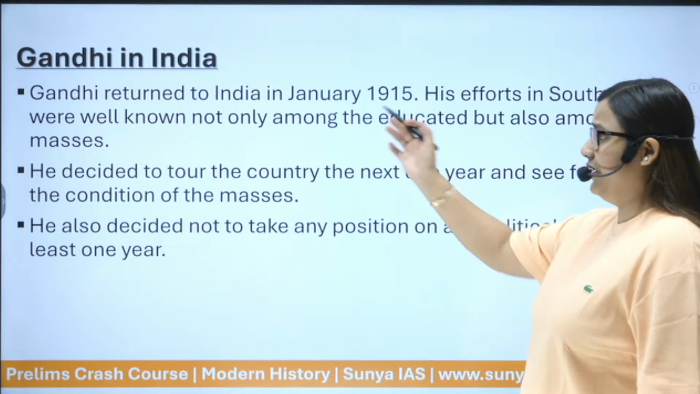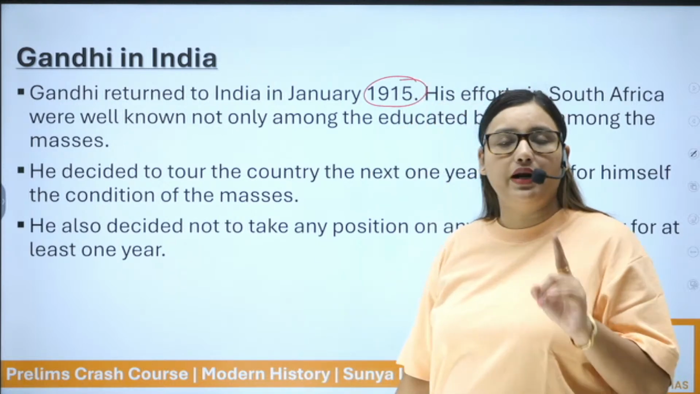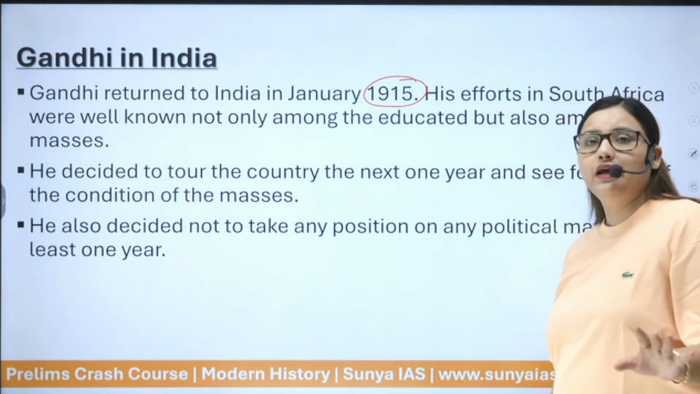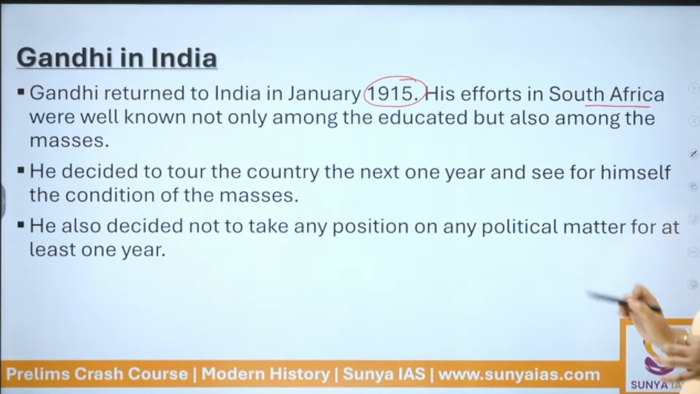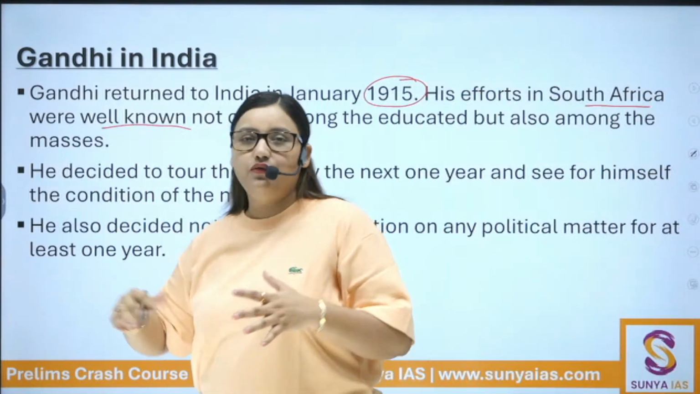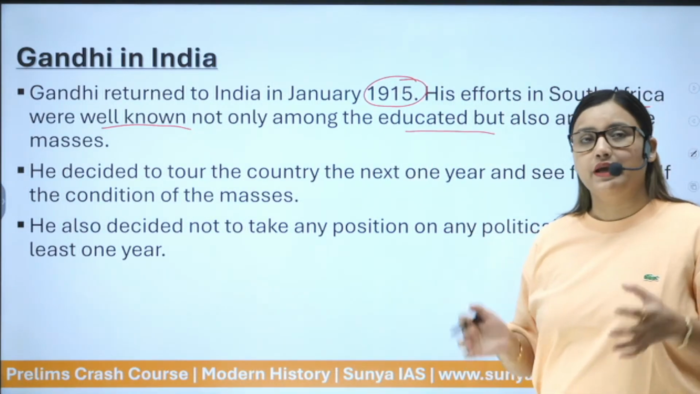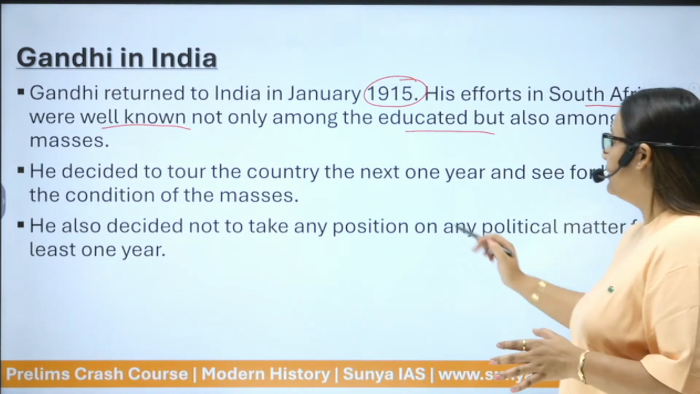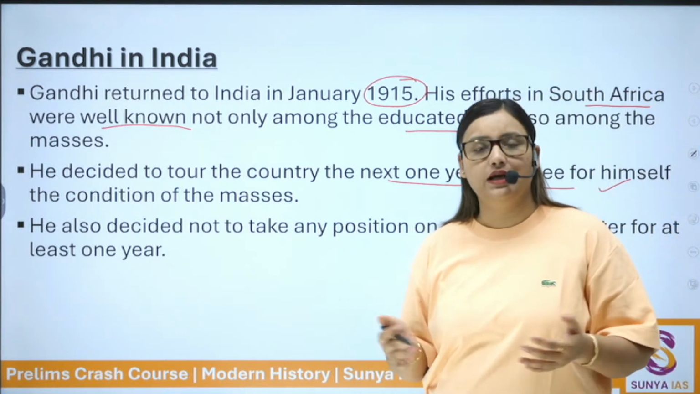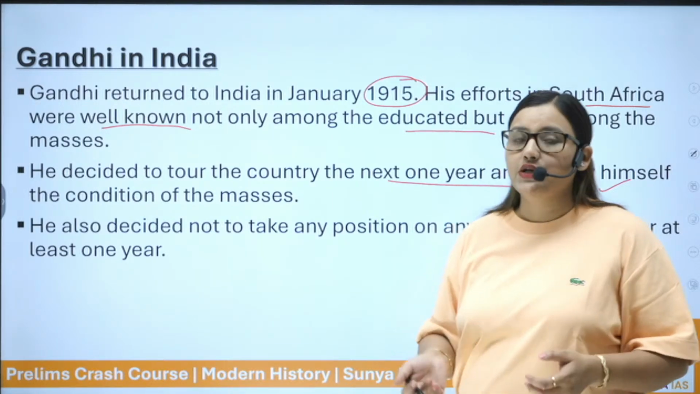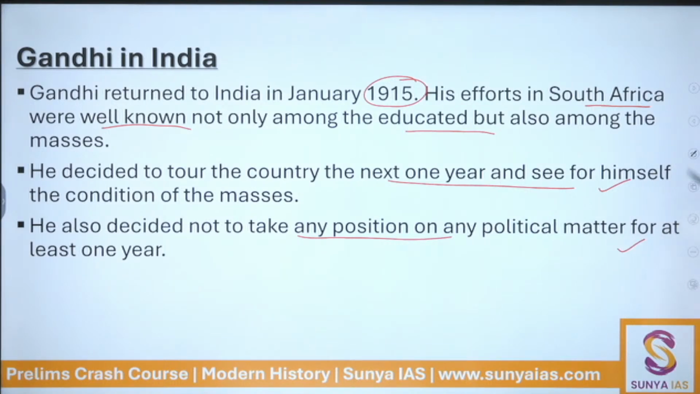Now, Gandhi returned to India in January 1915, and for 1 year he decided not to participate in any kind of movement or political activity. But due to his efforts in South Africa, he was well known, and he was followed by educated people and the general masses also. He decided to tour the country, and for the next 1 year he only wanted to see for himself the real condition of the masses, to check the ground reality of India. So he decided not to take any position on any political matter for at least 1 year.